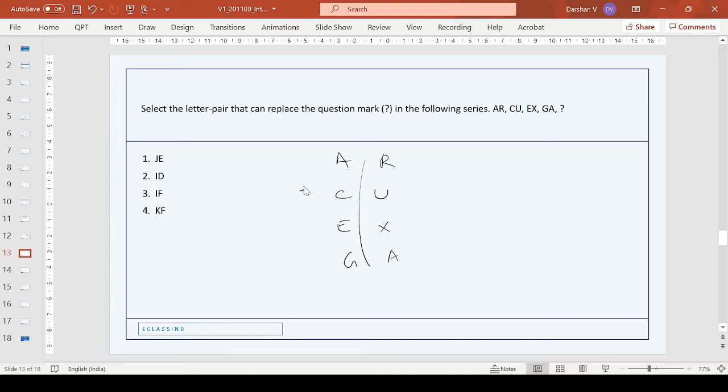After A, B and then C. So this is plus 2. C D E plus 2, E F G, F and G plus 2. So this should be plus 2, which is I. And here R S T U, that's plus 3. V W X, which is again plus 3. Y Z A, which is again plus 3. So this should be plus 3, which is B C D. So ID is our answer, which is here.